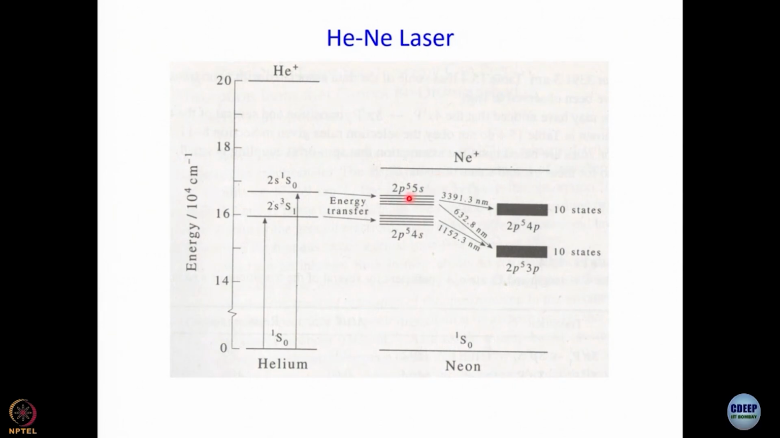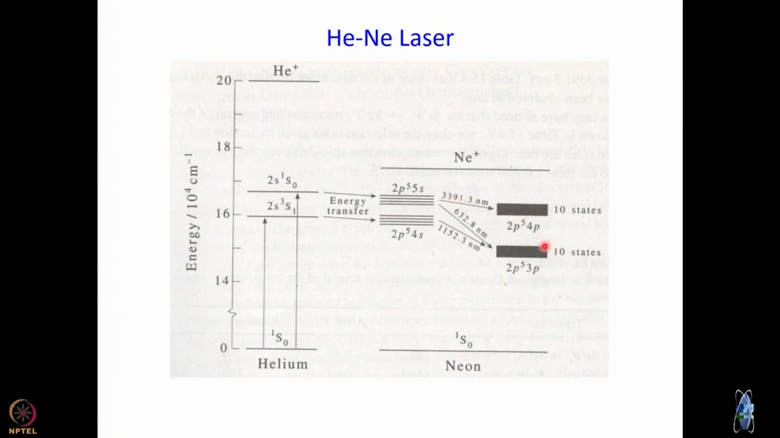Okay, so this way you populate this, and then you have other levels nearby, and this is why lasing action is so easy. You see, lasing is not taking place between this place and the ground state, that energy difference would be very high. Rather, there are many states, see, there are 10 states each of 2p5 4p or 2p5 3p. You understand what I am saying, right? So now one electron is in 4p or one electron is in 3p. These are energetically close to this, and these are also higher energy states, right, not ground state.